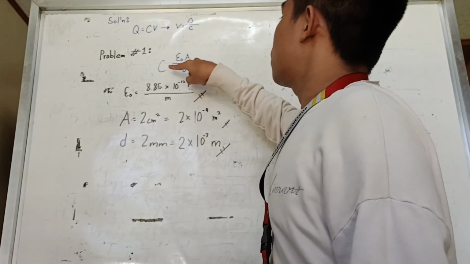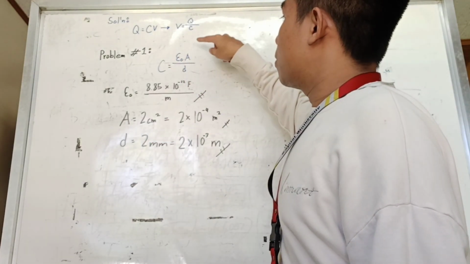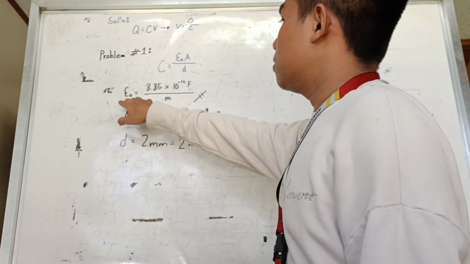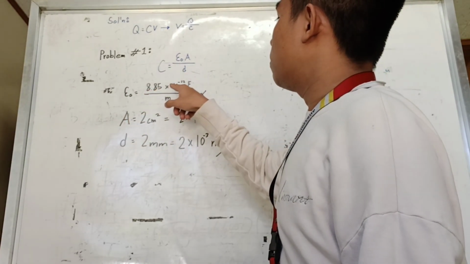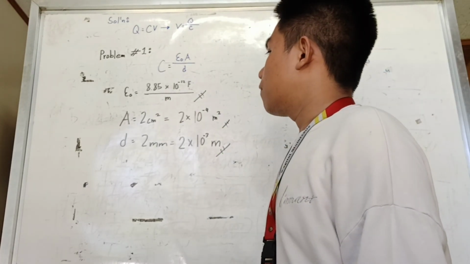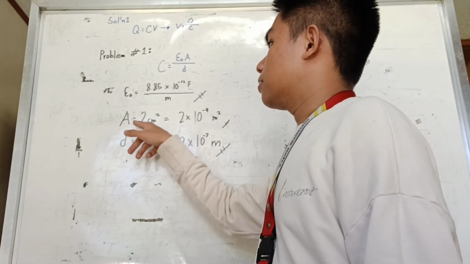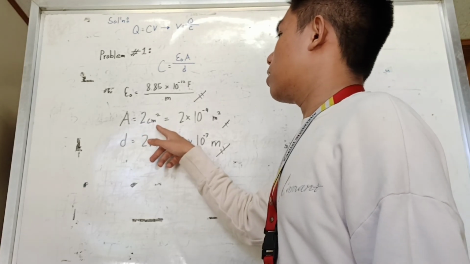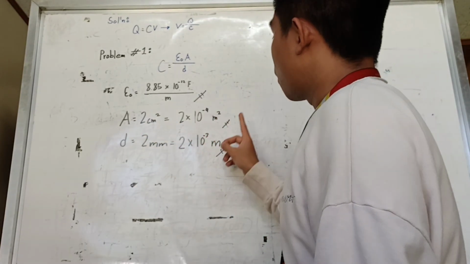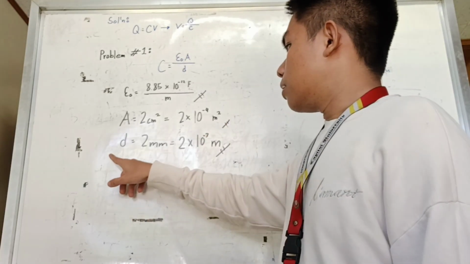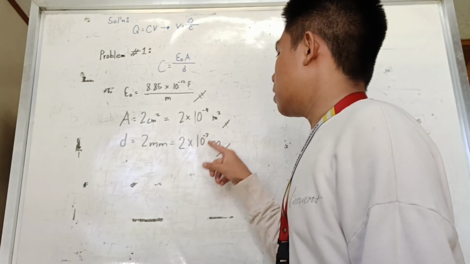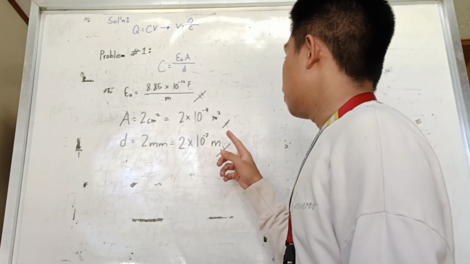First, C equals epsilon sub-0 A over D. So, this is the given. Epsilon is equal to 8.85 times 10 to the negative 12 F per meter. Now, A means area. So, area is equal to 2 square centimeters, which equals 2 times 10 to the negative 4 power square meters. Distance is equal to 2 millimeters, which is 2 times 10 to the negative 3 power meters.